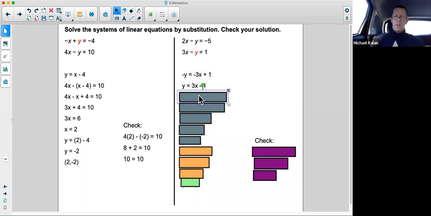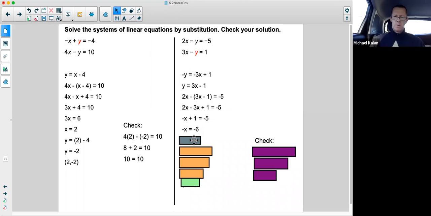So hopefully you realize you can't just get -1. You have to multiply everything by -1 there, right? And we plug into the other equation. Distribute the -1, combine the like terms, subtract 1. And we got x equals 6.